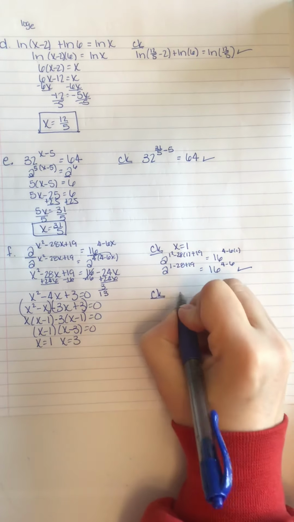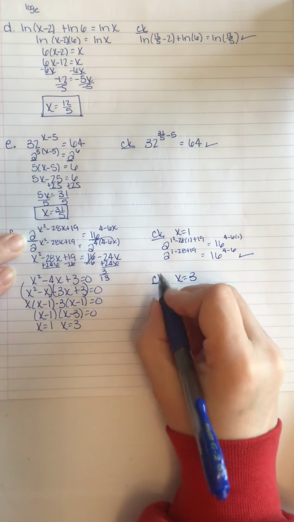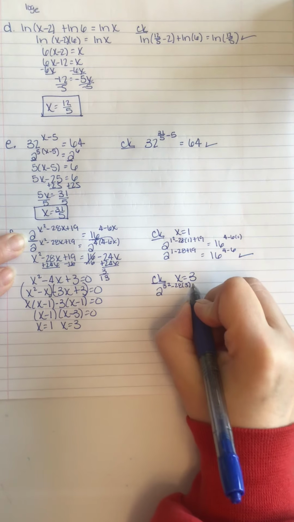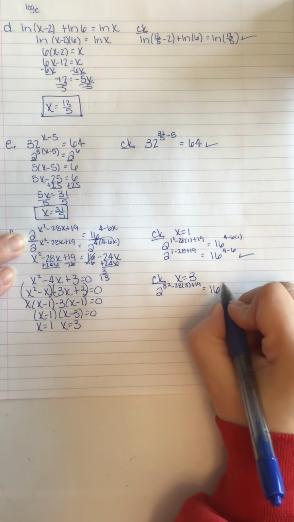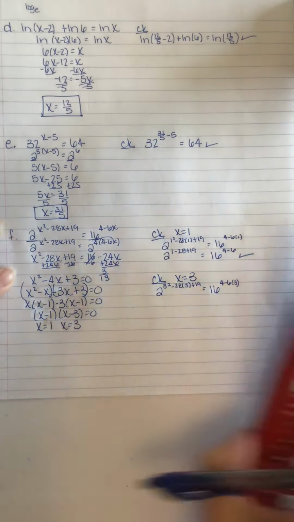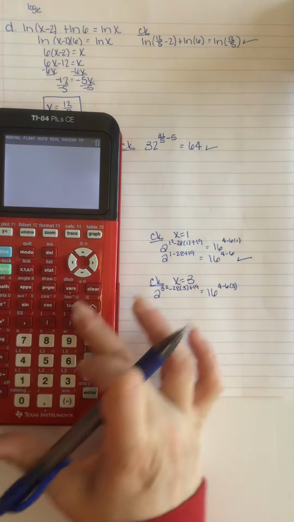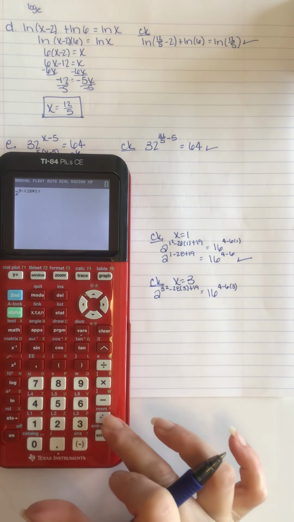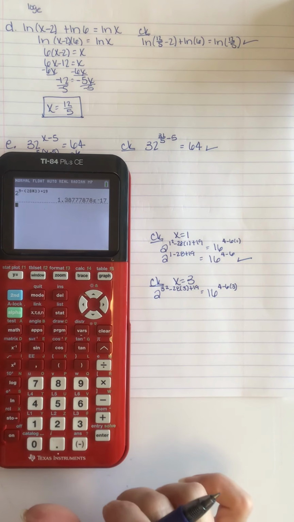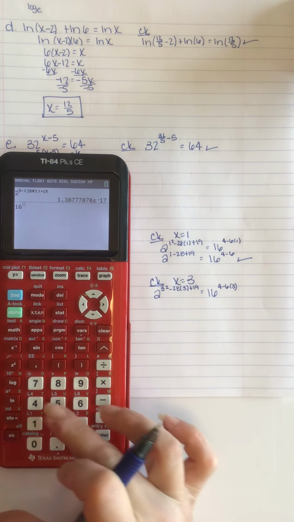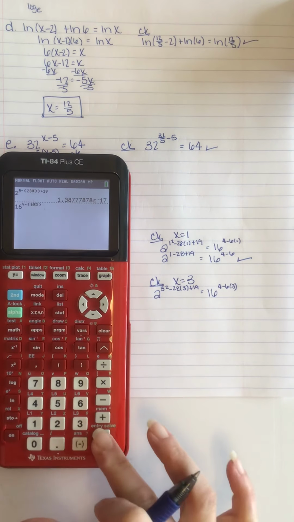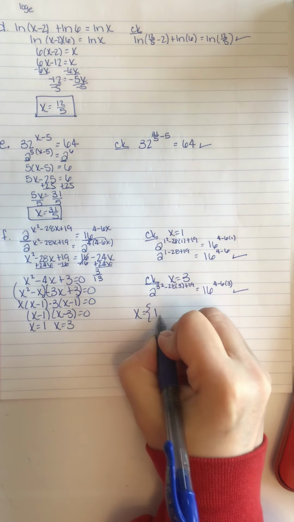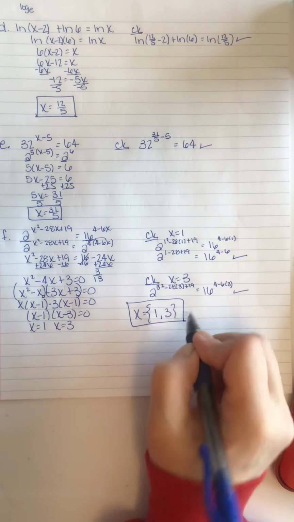Then we have to check x = 3. So we would have 2^(3² - 28·3 + 19). Does this equal 16^(4 - 6·3)? Well, 3 squared is 9 minus 28 times 3 plus 19. Does that equal 16 to the 4 minus 6 times 3? Those are the same. They check. So our solutions would be x = 1 and 3. And those would be your answers.